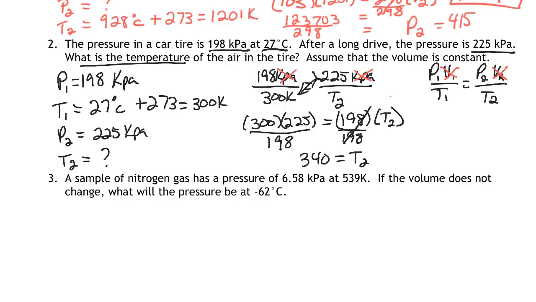And I'm going to look for my significant figures. I need two significant figures. That answer has two significant figures. So my final answer is going to be 340 K, degrees Kelvin. I'm going to skip over number 3 and go ahead and do number 4.